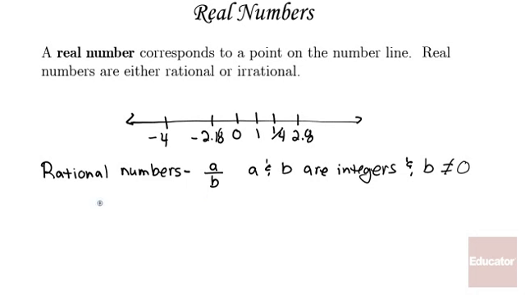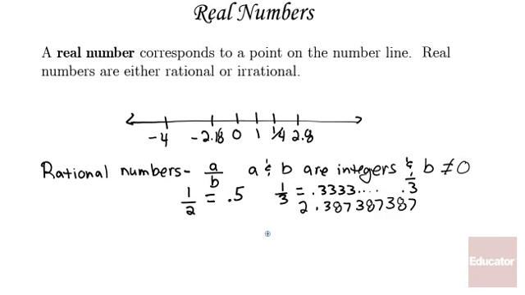The repeating pattern could be longer. It could be 2.387, 387, 387. So this is repeating. The point is they either terminate or repeat when expressed in decimal form.